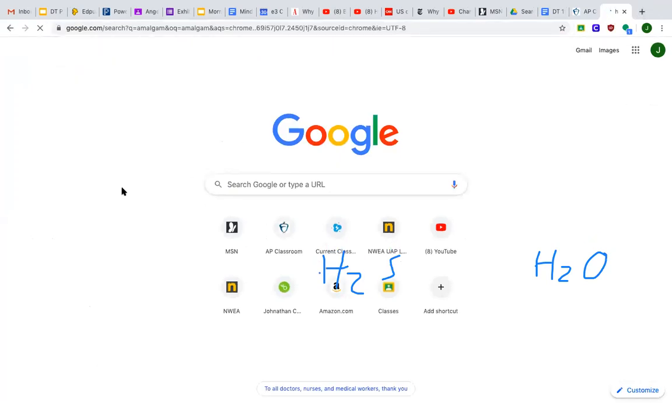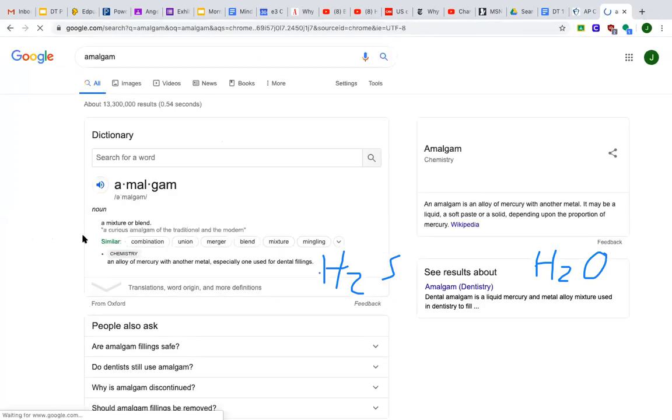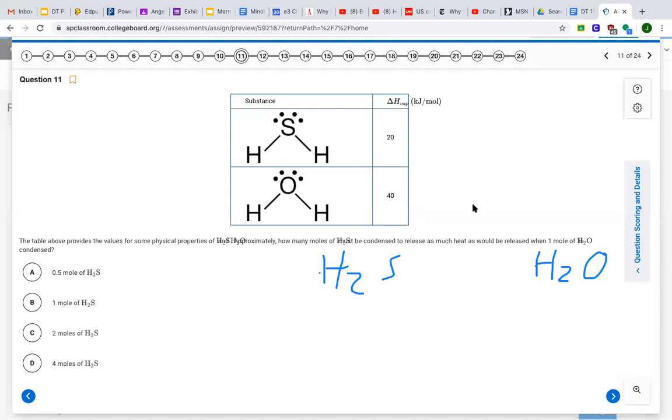Amalgam: a mixture or blend. But in chemistry, it's an alloy of mercury with another metal, especially one used for dental fillings. That's how they made your old dental fillings back in the day. Now they're some kind of composite. Back then they were made with mercury, and they'd put it into your mouth. I had these old metal fillings when I was a kid.